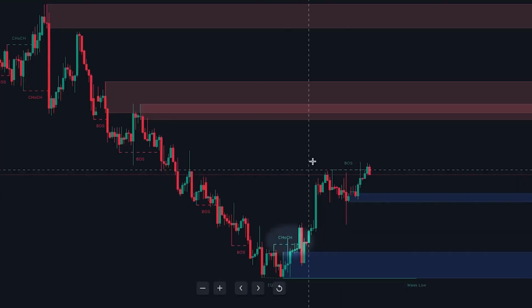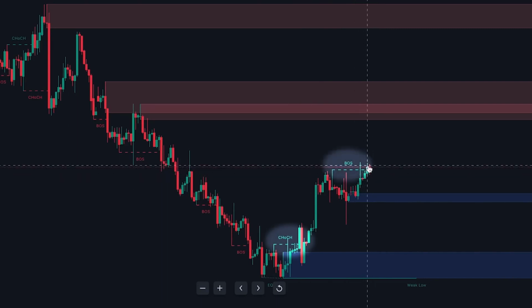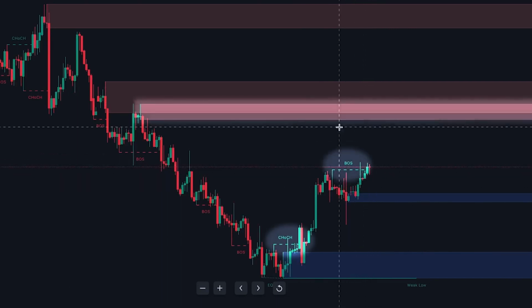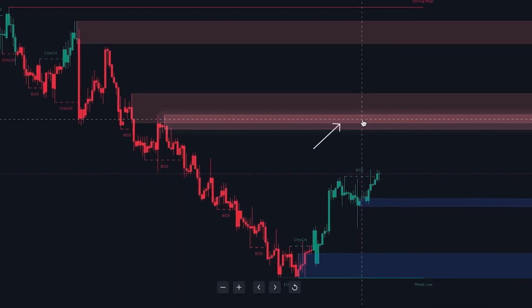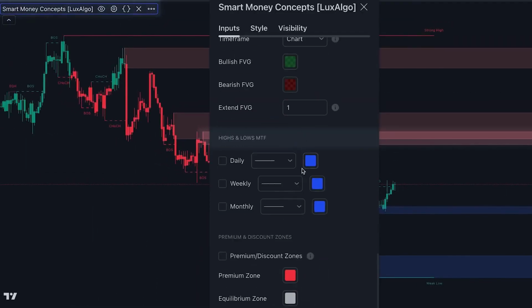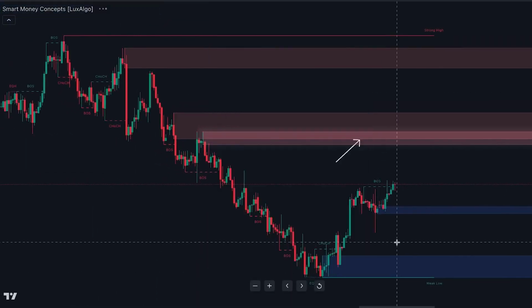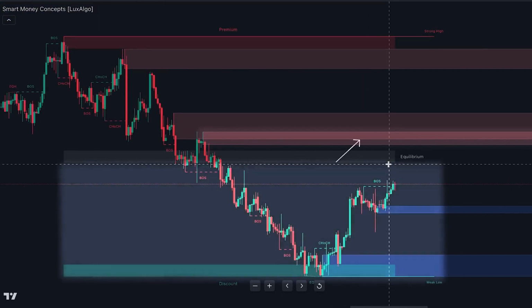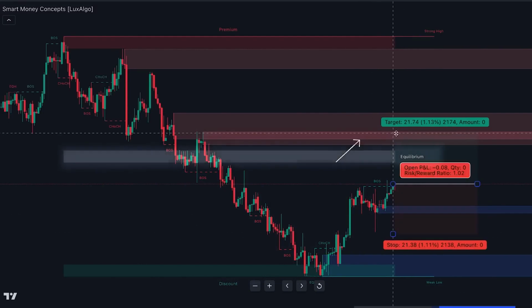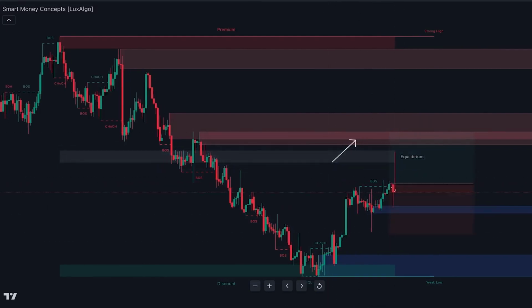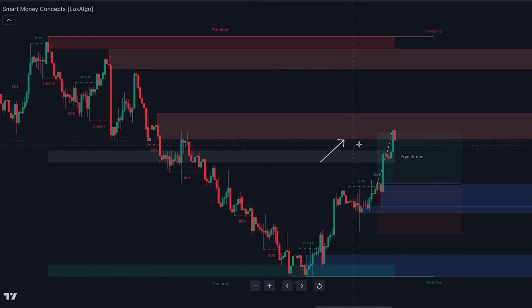Let's say you have had a change of character and a break of structure and you are looking to take a buy to target this order block. You might want to also go into the settings and enable premium and discount zones in order to see where you are currently located. If in a discount zone, you might want to ensure that the order block you are targeting is below the equilibrium zone. That way you have enough room for the trade before the market balances out.